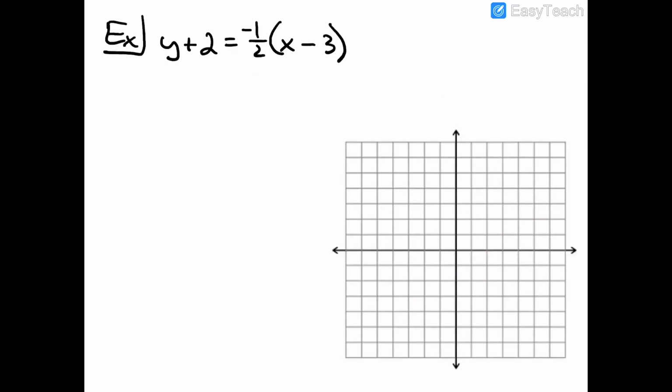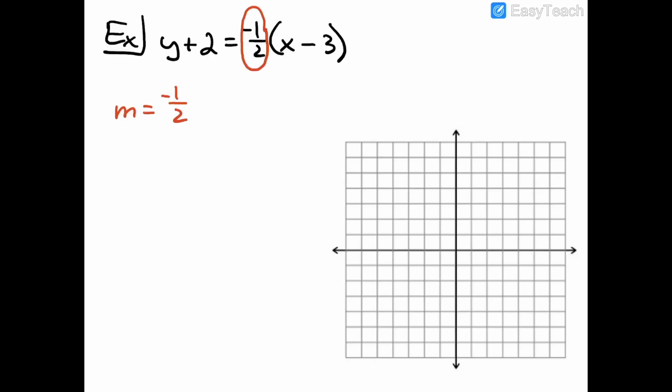Taking a look at another example, we've got y plus 2 is equal to negative 1/2 times the quantity x minus 3. So again, I want to identify my slope. The slope is always going to be the number that is sitting in front of that set of parentheses, so I know my slope is a negative 1/2.